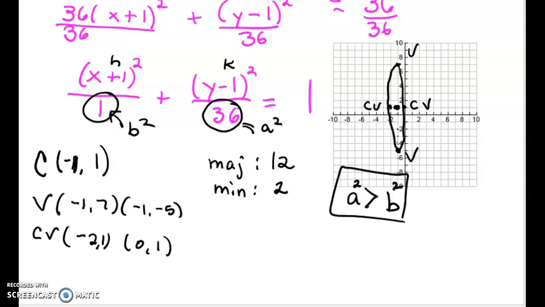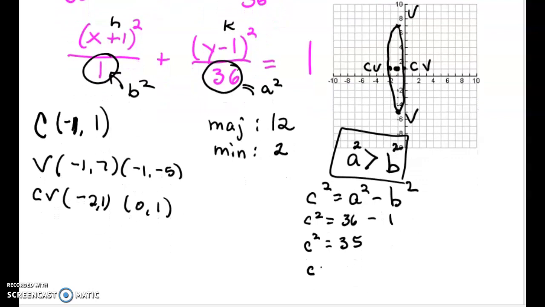This little fact is important because we have c squared equals a squared minus b squared to find the foci. That's to find little c, which is the distance to a focus. So c squared equals a squared, 36, minus b squared, 1. So c squared is equal to 35. So c is equal to the square root of 35, which is approximately 5. I'm just going to guesstimate 5.9, approximately 5.9 units long.